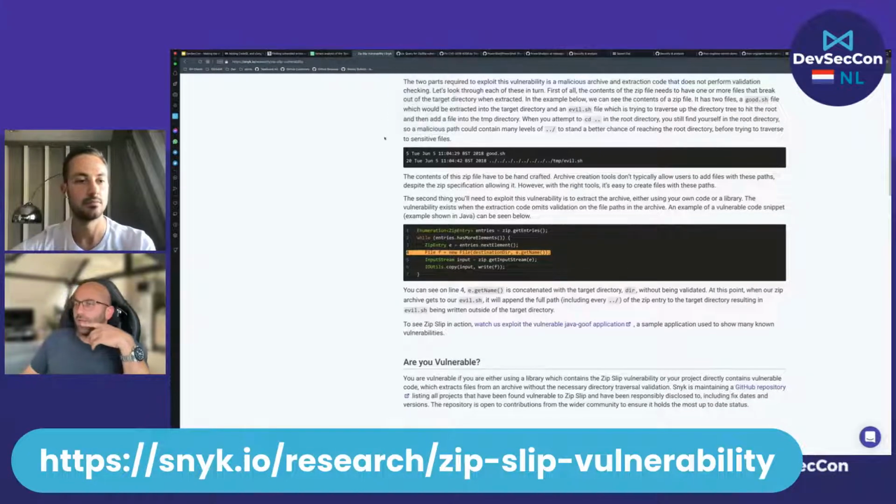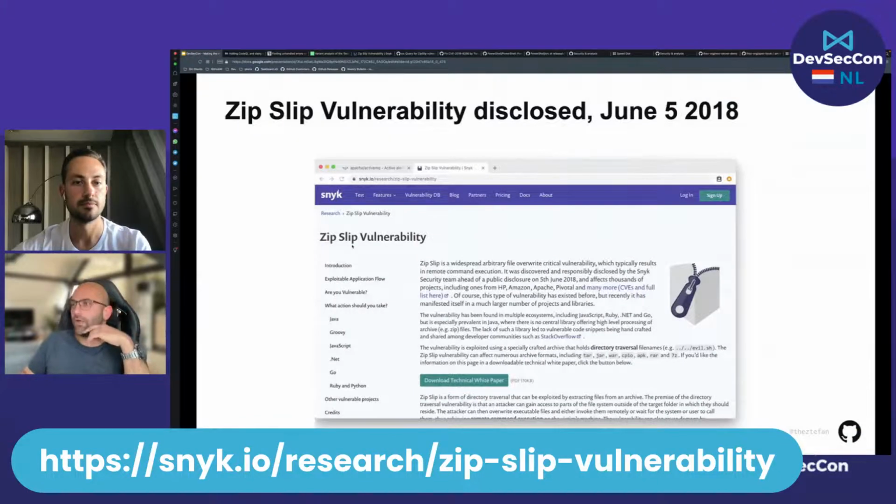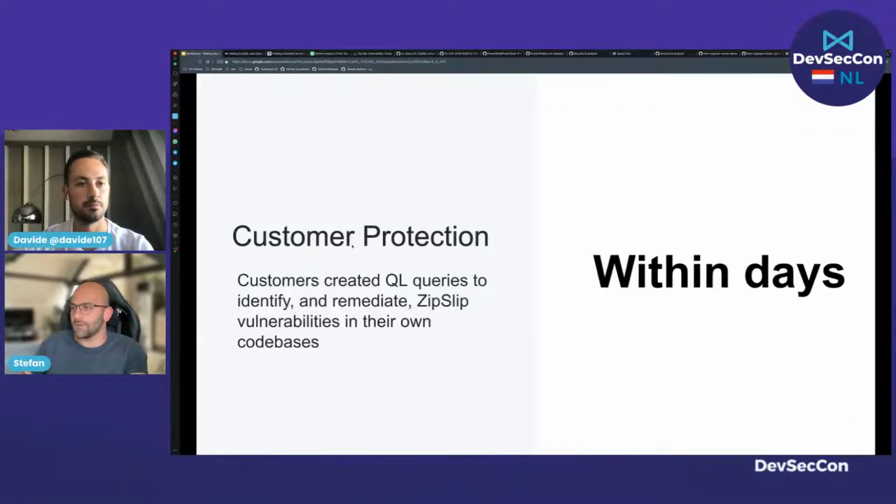So that's the vulnerability. Now that we know what the vulnerability is and it has been disclosed, how do we actually write queries? What happened in practice is that GitHub customers created CodeQL queries to identify and search for this zip slip vulnerability in their code bases.